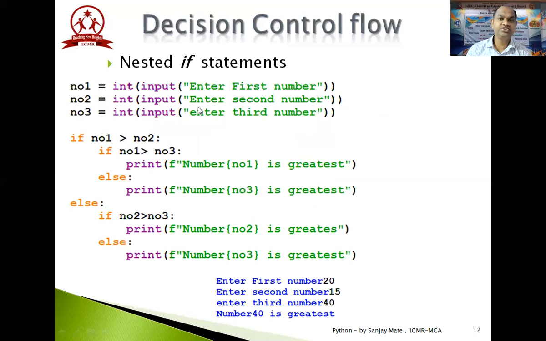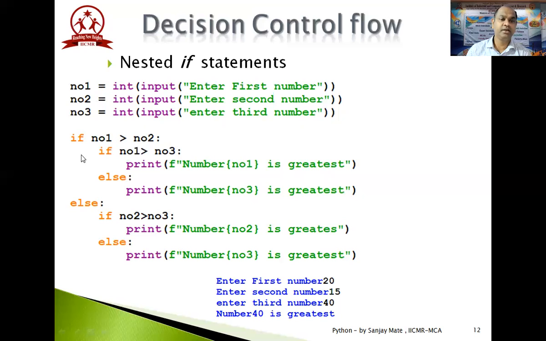So here I am checking which of the three numbers is the greatest. I am reading the three numbers from the user, and after that I am checking whether number 1 is greater than number 2. Yes. So I need to compare number 2 with number 3. If this condition is true, it means number 1 is greater. Now I want to check this number 1 with number 3.